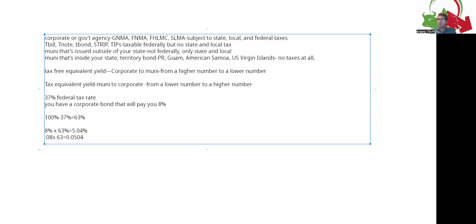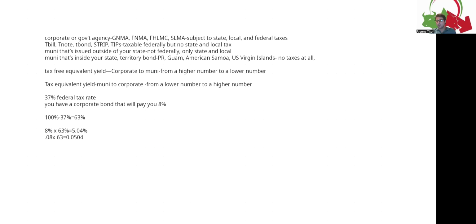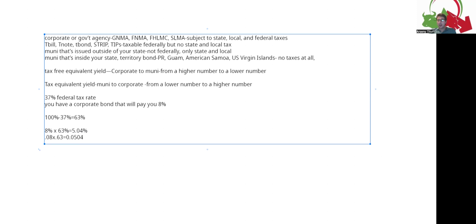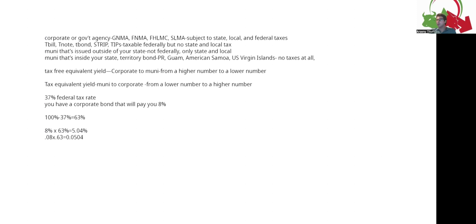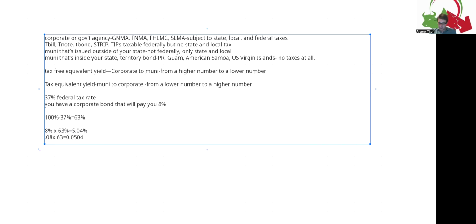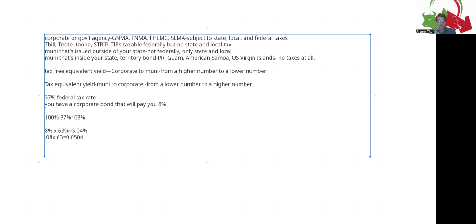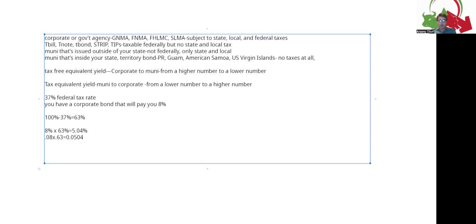That's why munis are mainly for folks that are wealthier. It doesn't really make sense if you're in the 10% federal tax bracket to be buying munis. It also makes sense that if you multiply a fraction by another fraction, you get a smaller number. If you take 1/2 times 1/2, that's equal to 1/4. Now let's go backwards. Let's say you're in the 37% federal tax rate and you have a muni bond that will pay you 5.5%.